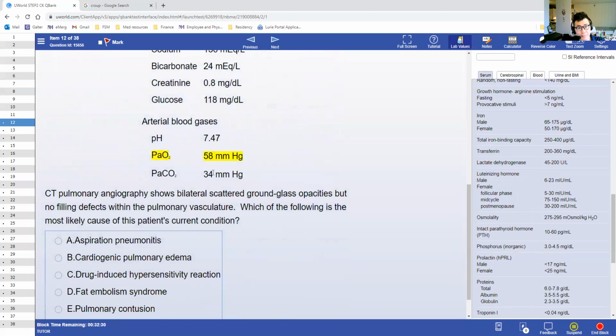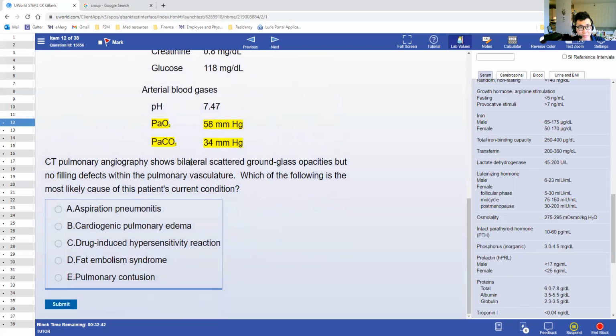All right, so this person's breathing very quickly, not getting enough oxygen, but still able to vent out air. Bilateral scattered ground glass opacities, but no filling defects. All right, so that was PE. Which of the following is the likely cause of this patient's condition? So scattered ground glass, ARDS, a pretty non-specific finding, ARDS or any type of inflammation, really.